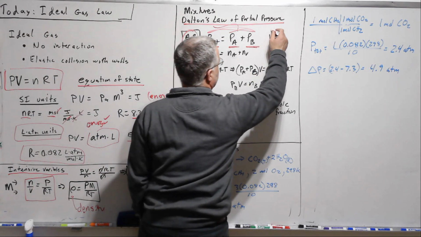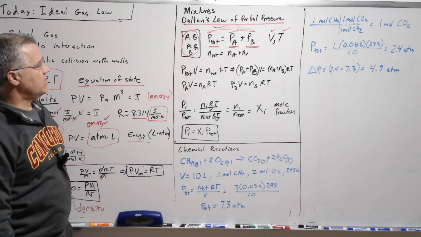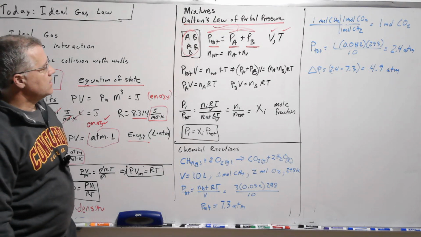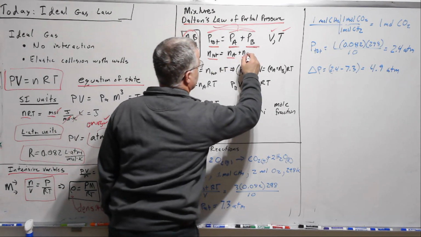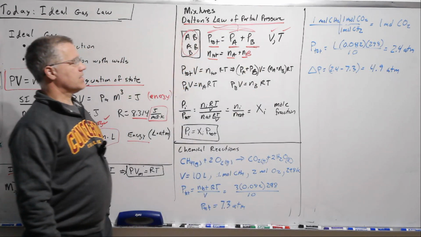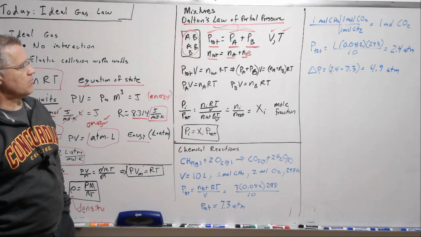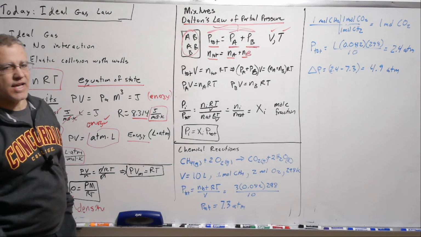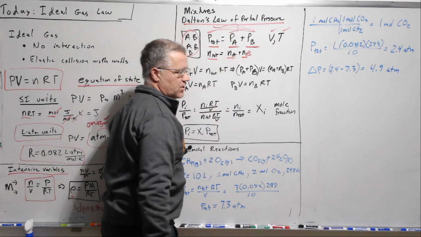Volume is what it is, and temperature is what it is. That doesn't care about whether we have A and B in here. And total moles, oh, whoops, that should be B, of course, is going to be the number of moles of A plus the number of moles of B. So that is sort of obvious. Why Dalton's law here?